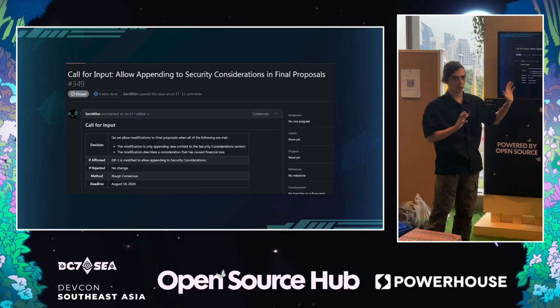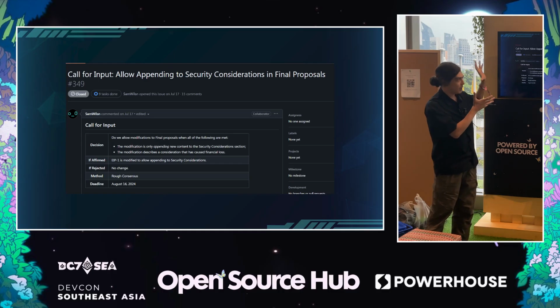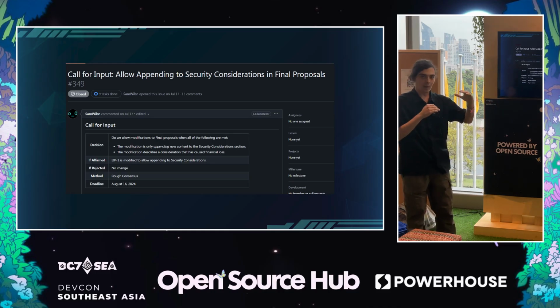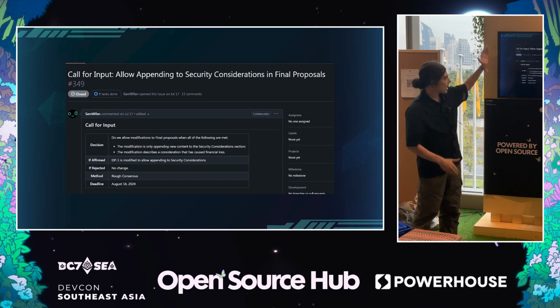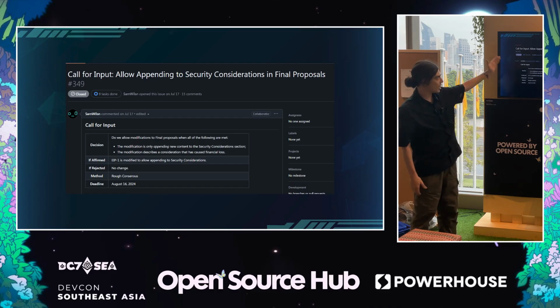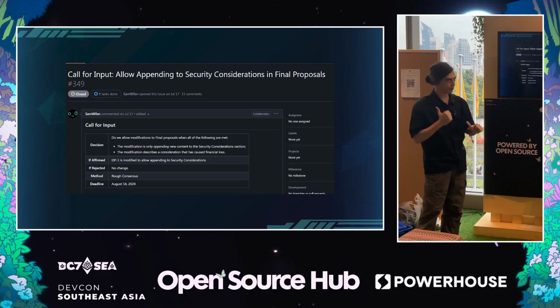In 2023, a proposal was submitted to the EIP editors that focused on this exact problem of the EIP process. It was proposed to make the security considerations section of EIPs append-only, so that it would be possible to add security considerations to final EIPs after they were finalized. However, EIP editors had a voting session and they rejected this proposal. So the EIP process stays in exactly the same state as I described in the previous slide.